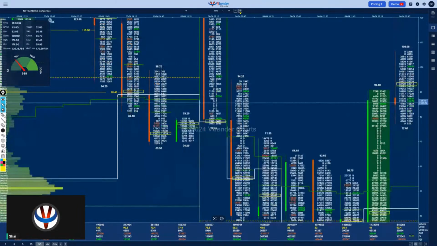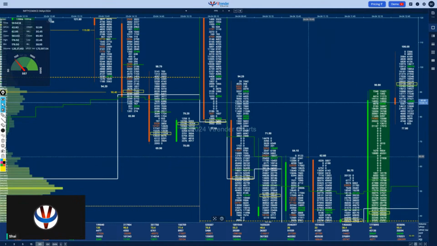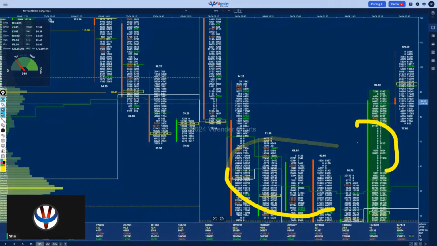So the 22,400 CE broke up above 57, and it's now showing a green call. This is an in the money 22,400 call, and as you can see, a lot of writing was happening below 62, 64, and we moved up above this. Most of the writing was happening below this level. There are a lot of stop loss orders which have gone here. That's why you're seeing these zeros over here.